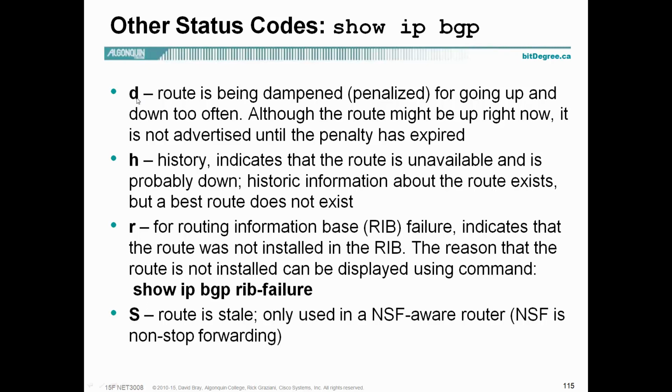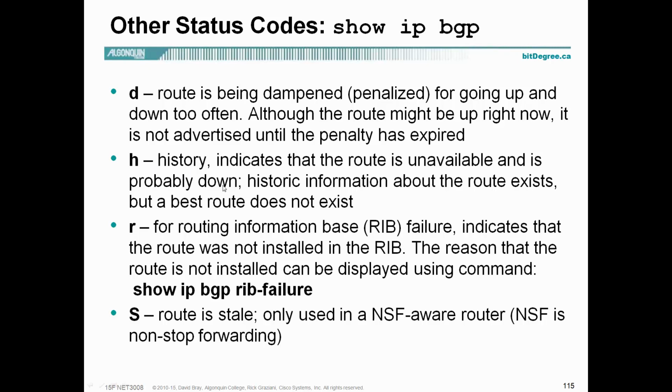So a D status code here shows that the route is being dampened. Dampened means that we've been penalized for going up and down too often, and that means that updates for this route won't be accepted for some period of time. So the route might be up right now, but it will not be allowed to be advertised until the penalty has expired. So this is how BGP works. One of the things that BGP does is, in order to impose more stability, if your route is changing too often, then it may be dampened and further updates may be refused for some period of time. It's like being in the penalty box.